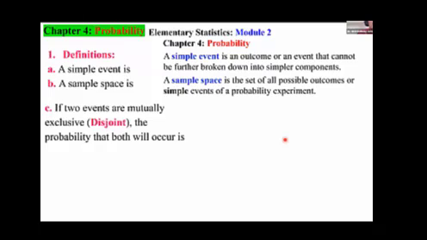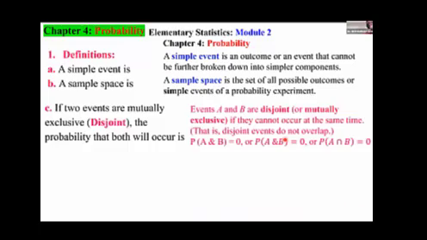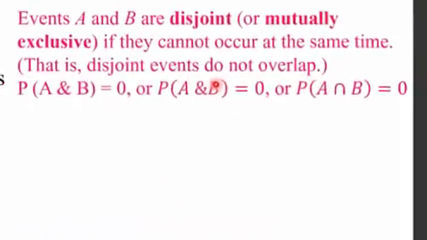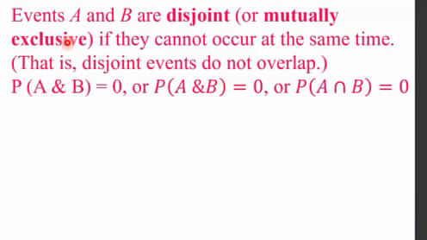If two events are mutually exclusive, also known as disjoint, the probability that both will occur is 0. So let's go over the concept. Events A and B are disjoint or mutually exclusive if they cannot occur at the same time. That is, disjoint events do not overlap. We say probability of A and B, or probability of A intersection B equals 0. In other words, they don't have any intersection.